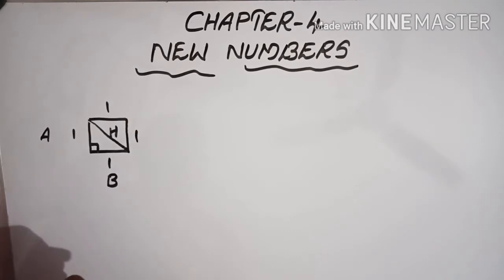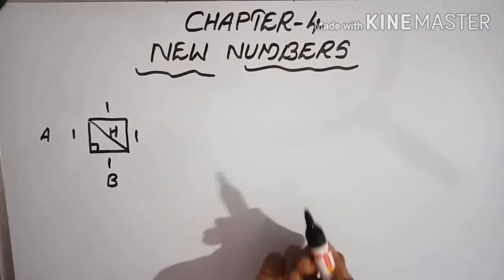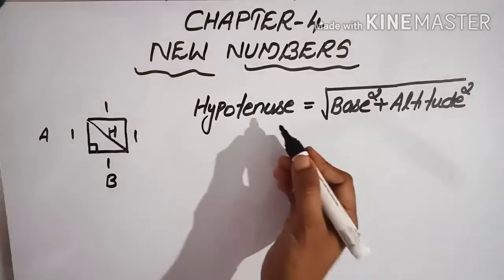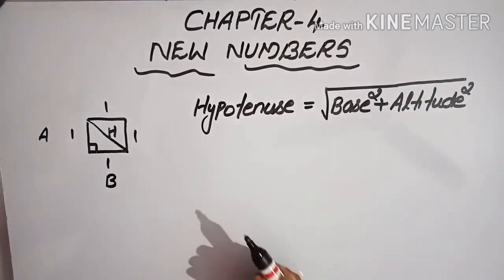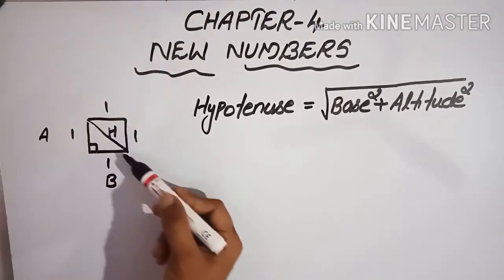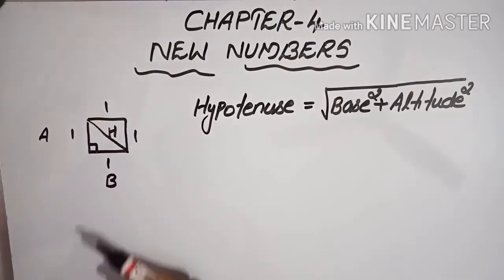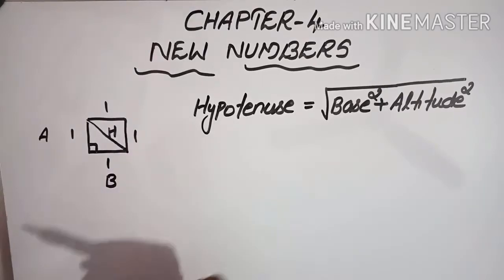That is the Pythagoras theorem. What is the Pythagoras theorem? Hypotenuse equals root of base square plus altitude square. So here we have to find the measurement of the diagonal. Here the diagonal is the same as the hypotenuse.